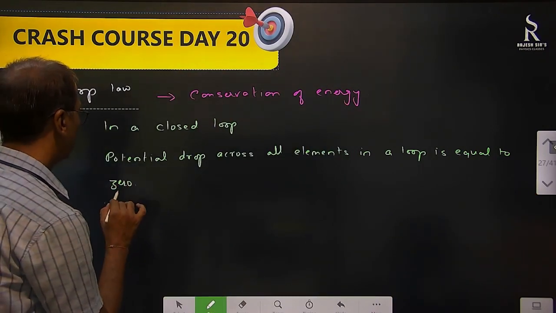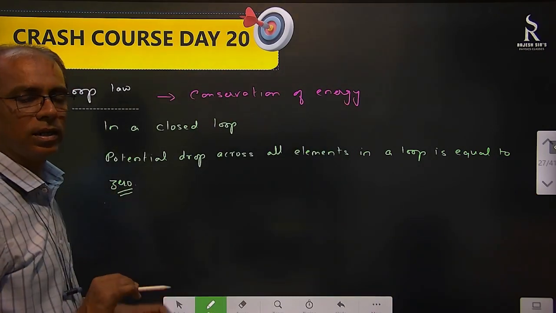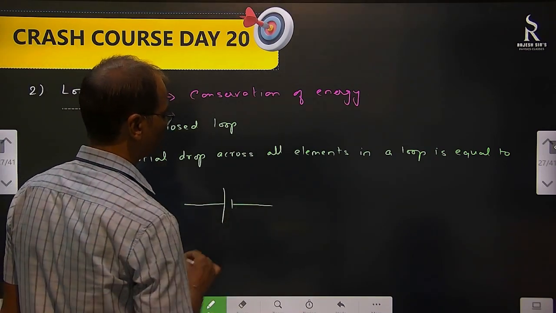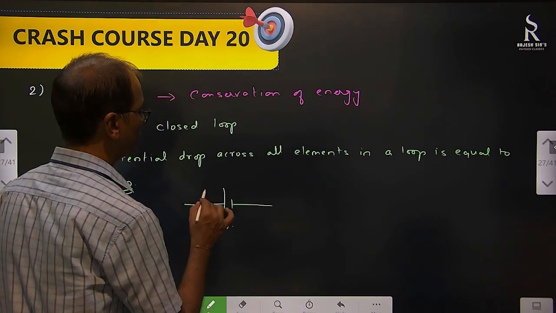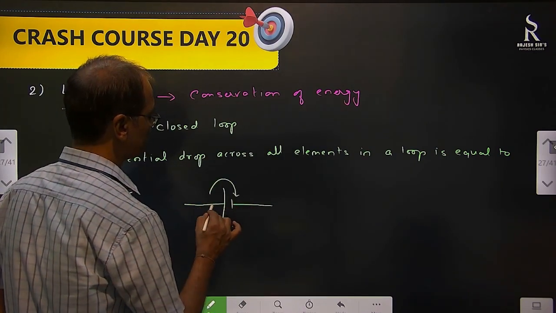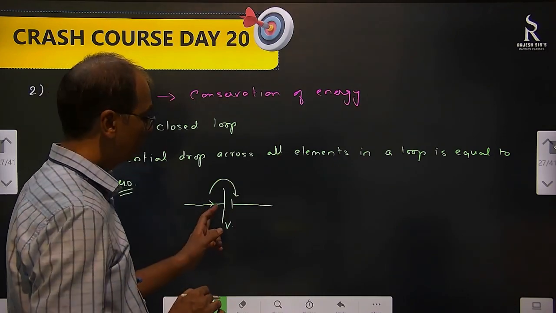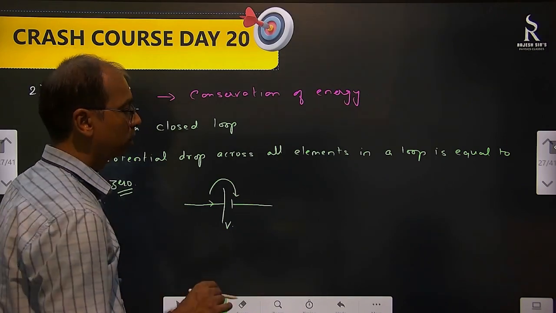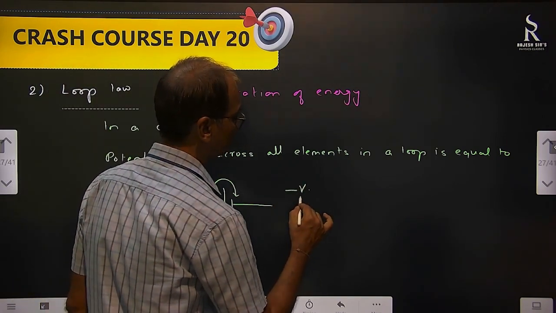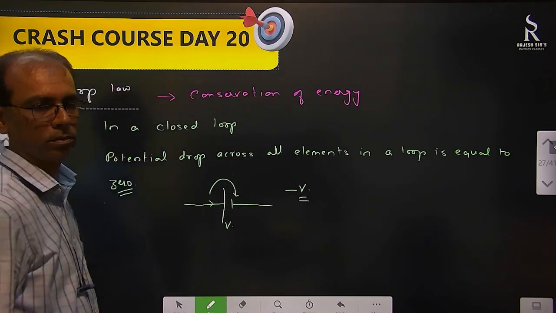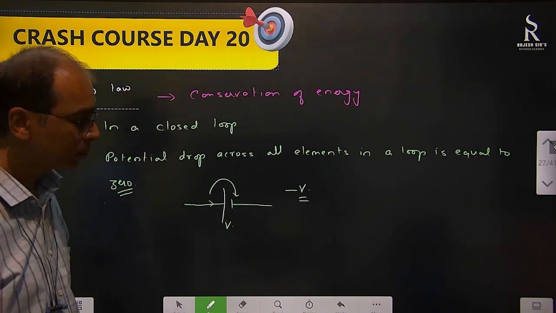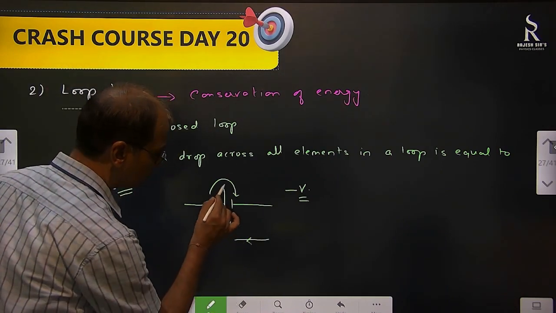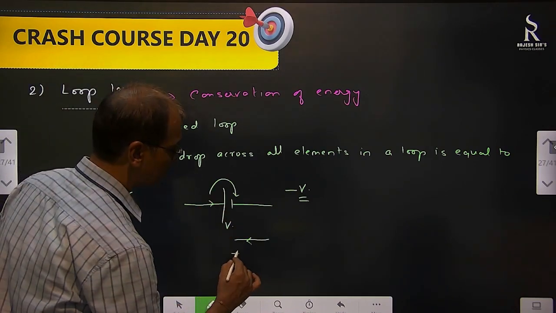Now, when we apply loop law, there are certain sign conventions that we have to learn. Suppose there is a battery, like this. If we are moving from here to here, we are moving from higher potential to lower potential in a battery. So we write it as minus V, because the potential dropped by V. If we go in the opposite direction, the potential increases by V, so we write it as plus V.